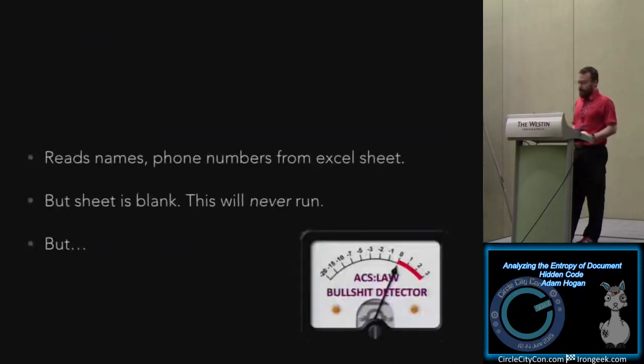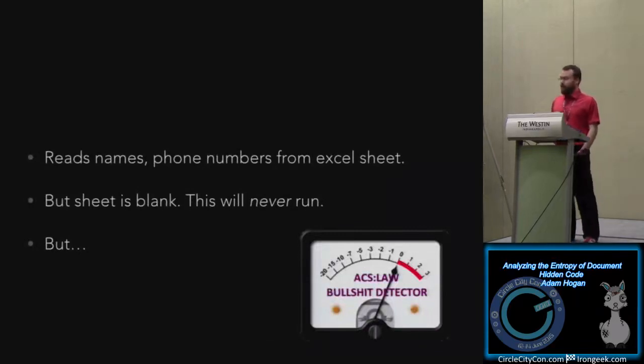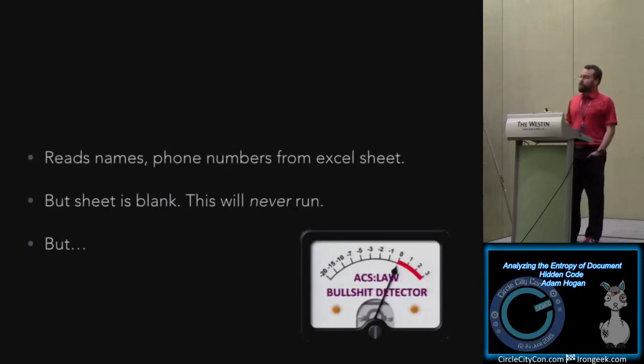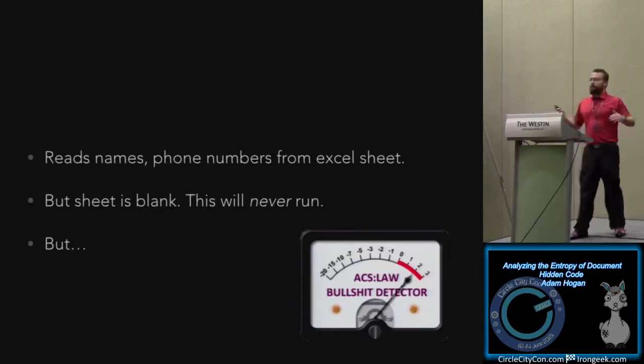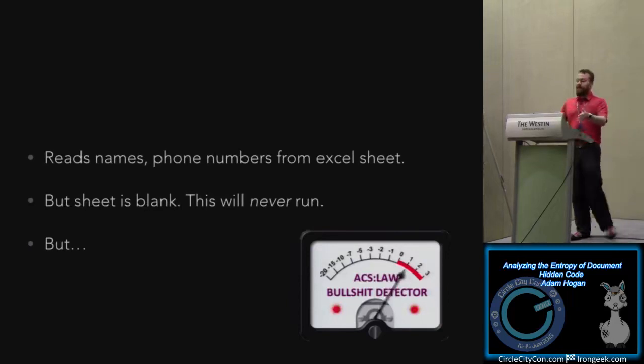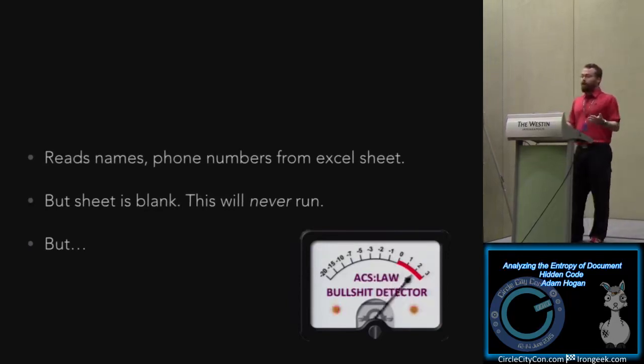So we see that this sets up and reads the name and the phone numbers from the Excel sheet, but the sheet is blank. There's no data for it to read. And those functions are never called. They're never invoked. They're never initiated. There actually is no way to kick them off, even if you were to go into that Excel sheet and try to put data in. It's all code that is never used, right?